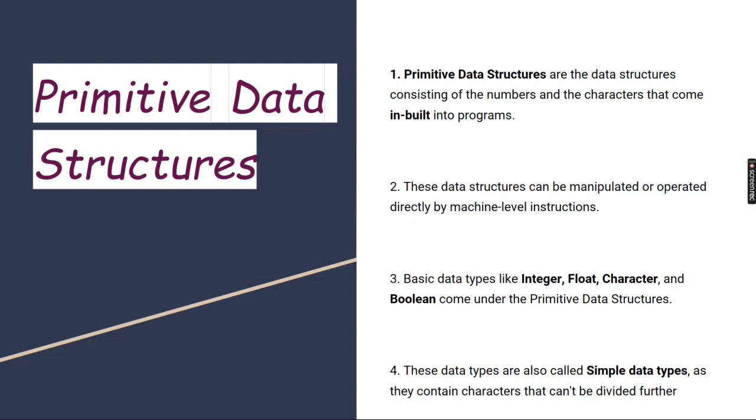So what is a primitive data structure? Primitive data structures are the data structures which consist of the numbers and the characters that come built into programs. Second, these data structures can be manipulated or operated directly by machine level instructions. Third, basic data types like integer, float, character and boolean come under the primitive data structures. And finally, the fourth one is, these data types are also called simple data types, as they contain characters that can't be divided further, or we can say that we should not divide them further.